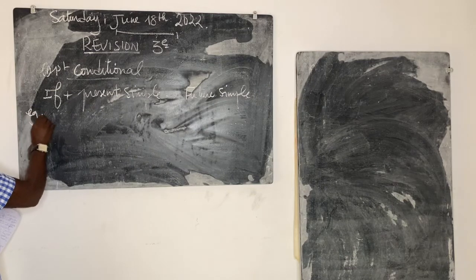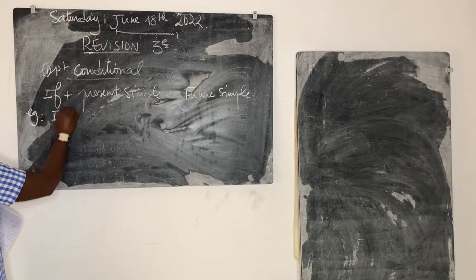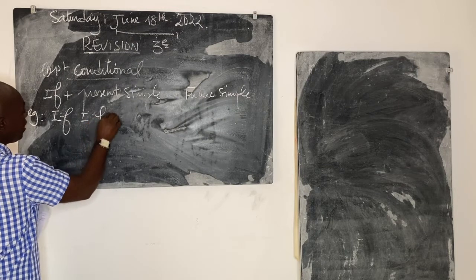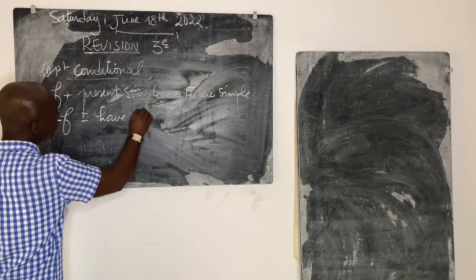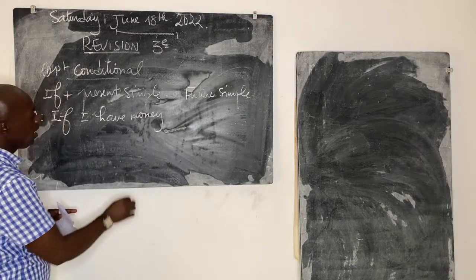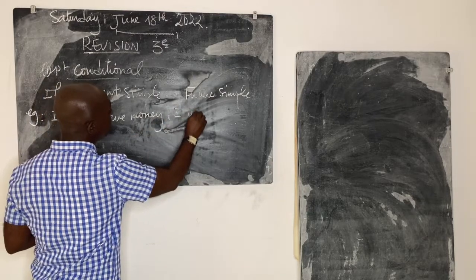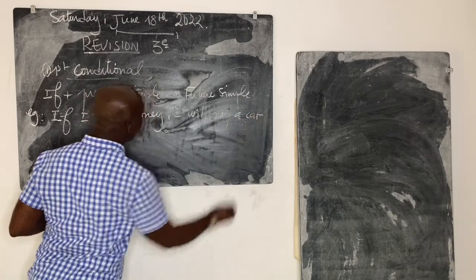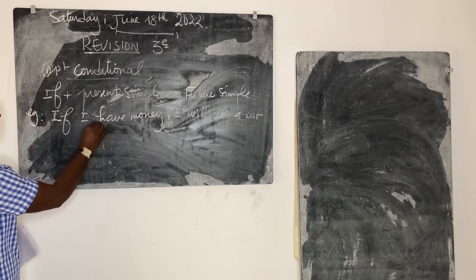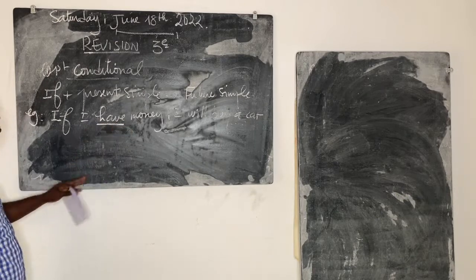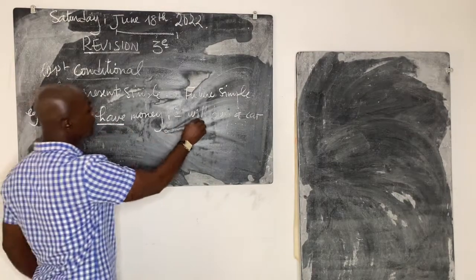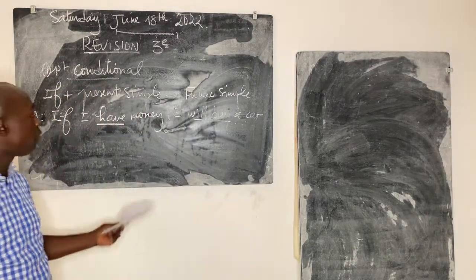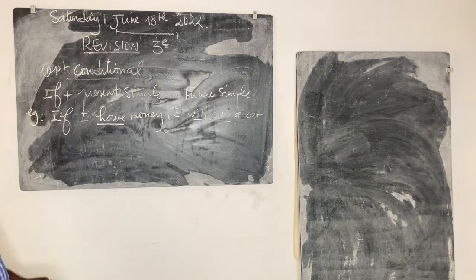Okay, let's see that. When you say if I have money, I will buy a car. So in the main clause we have the simple present, and in the subordinate clause we have will buy, which is future simple. This is the first conditional.